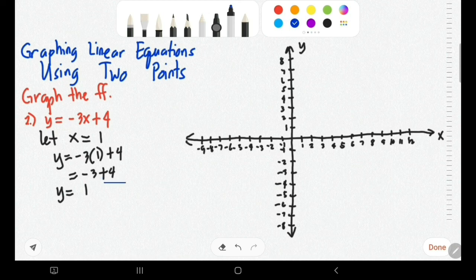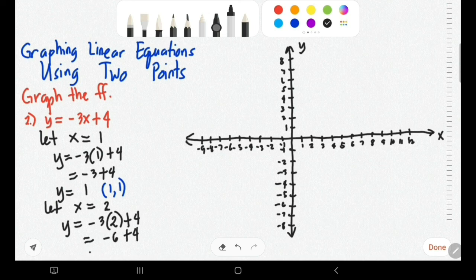So you have an ordered pair where the x coordinate is 1 and the y coordinate is 1. So (1, 1). Let's have another one. Let x be equal to 2. So substitute: y equals negative 3 times your x, which is 2, plus 4. Negative 3 times 2 is negative 6, plus 4, that is negative 2. So your y is negative 2. So you have an ordered pair (2, -2).